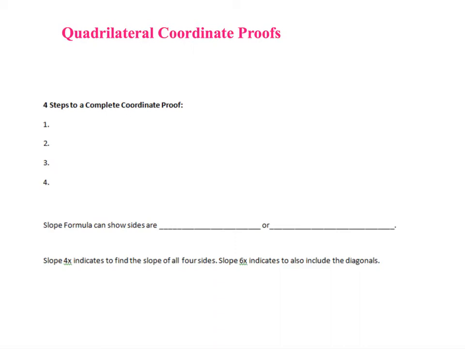So first, just some review of proofs. Feel free to pause the video if you need more time to copy anything down. For the 4 steps to a complete coordinate proof to get full credit, step 1 is to plot the points. So if it gives you points A, B, C, and D, you need to plot them and put the appropriate letters next to them.